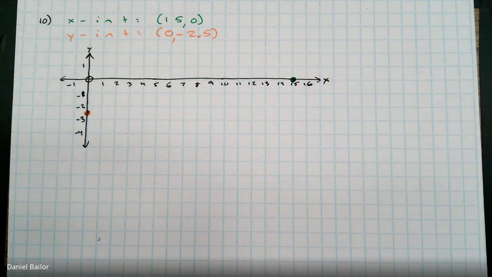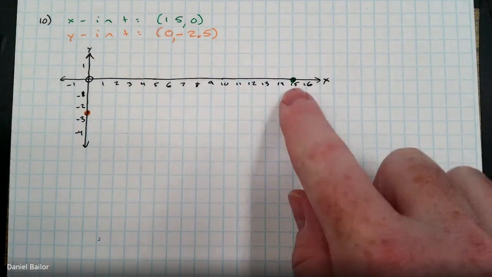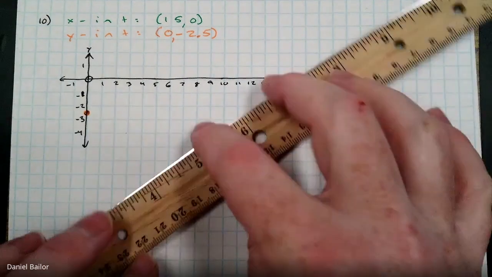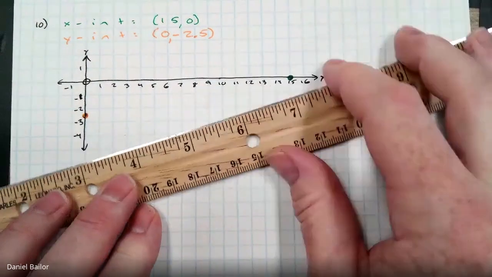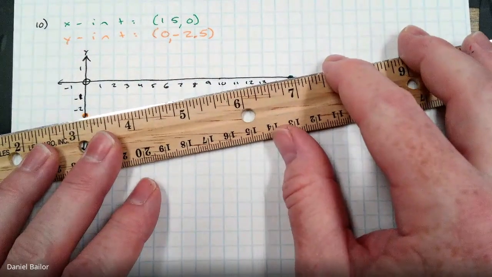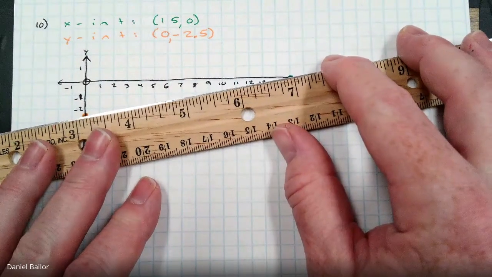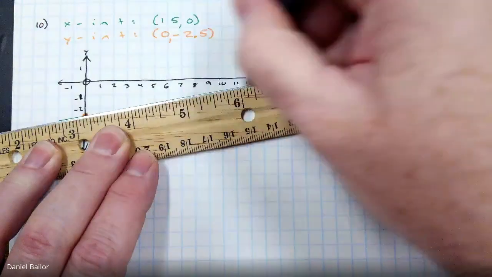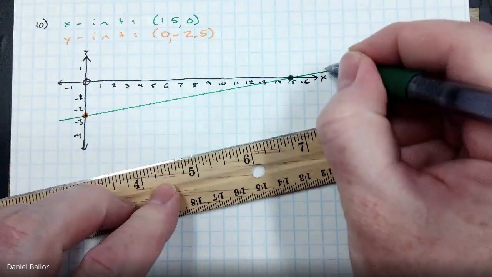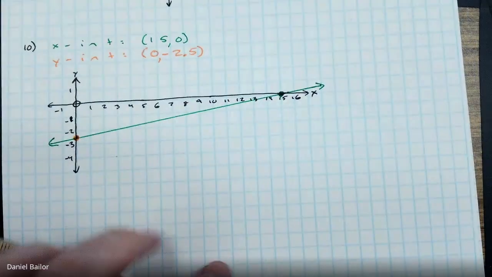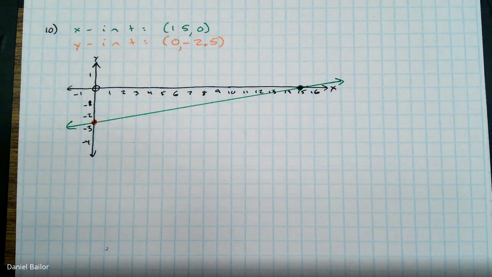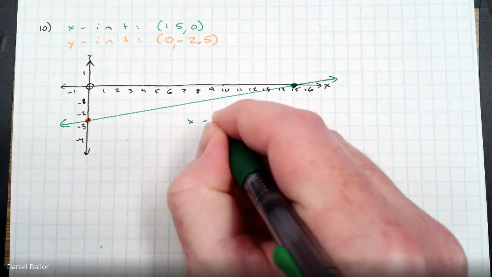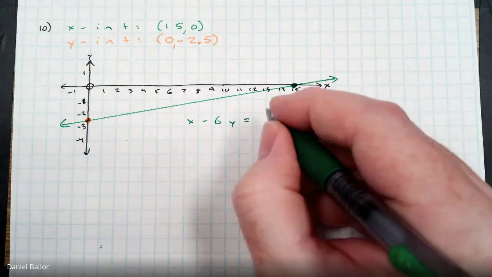Now, to make my line, I just connect the x-intercept where it crosses the x, the y-intercept where it crosses the y. I connect them, being careful to go through the center of both points to keep accuracy. And there is the line I graphed. So that is the line for this equation. The equation was x minus 6y equals 15.